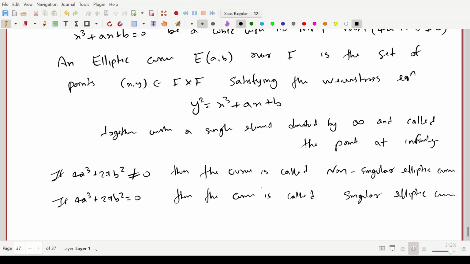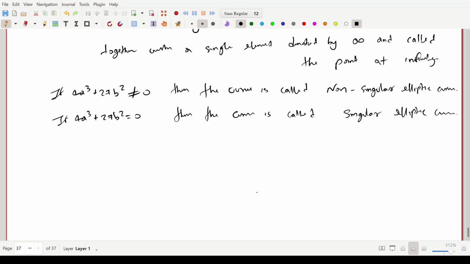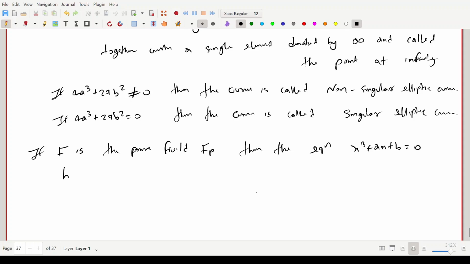See, if F is the prime field FP, then the equation x cube plus ax plus b is equal to 0 has no multiple roots if and only if GCD of 4a cube plus 27b square comma p is 1.